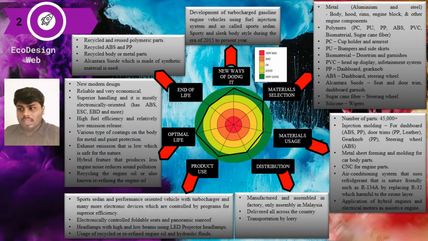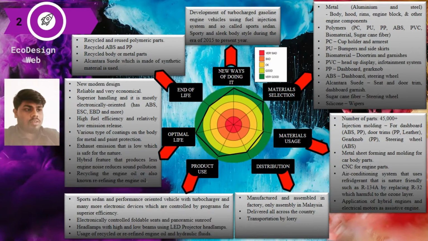Now let's look into the second aspect, which is eco-design web. Here we can clearly see that BMW have scored quite well. Why is this being said? Over the years BMW have been producing many different variants of engines, but now they are producing engines that are powerful and at the same time fuel economical. When we say fuel economical, they produce lesser emissions into nature.